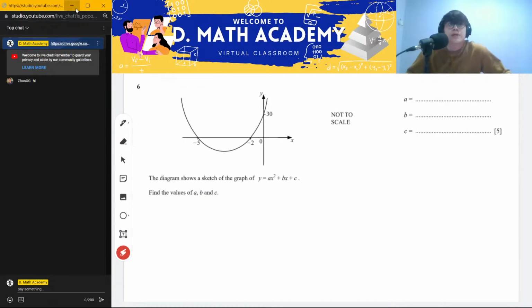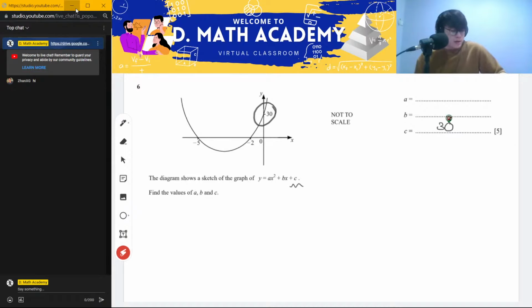Okay, so the next one is question 6 here. They ask you to sketch out a graph. You have ax squared plus bx plus c here. So let's have a look. Immediately there's one thing that I would notice, which is the c. c is the constant value here. So when you look at the graph, you notice that it is 30 right away. So this is the first thing that I would fill up.